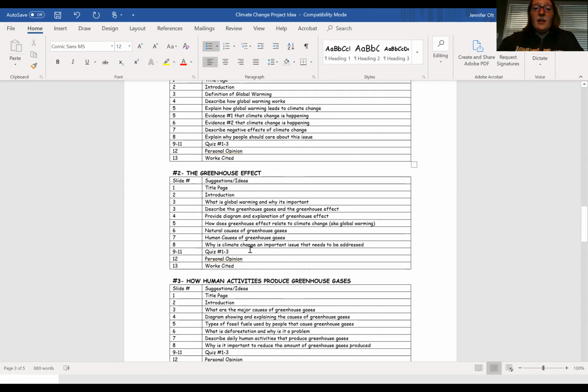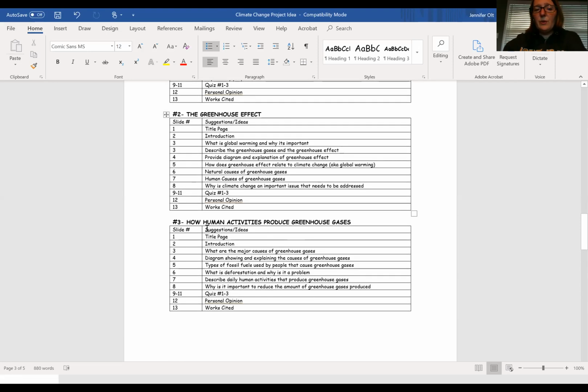If you're looking at the greenhouse effect, once again, you're going to talk about what is global warming and why it's important, describe the greenhouse gases and the greenhouse effect, provide a diagram and explain that diagram of the greenhouse effect. How does the greenhouse effect relate to climate change? Natural causes of greenhouse gases, human causes of greenhouse gases, and why is climate change an important issue that needs to be addressed? And then you would do your quiz questions, personal opinion, and works cited.